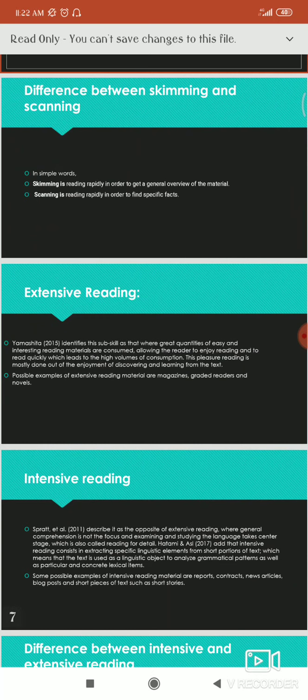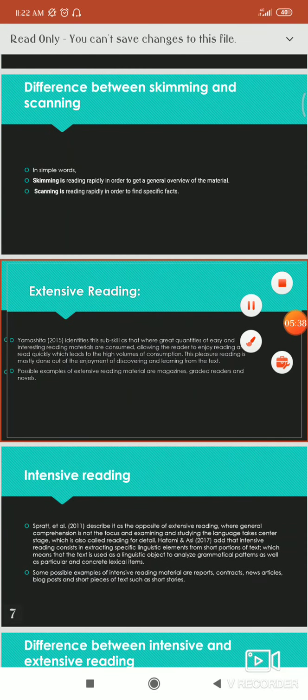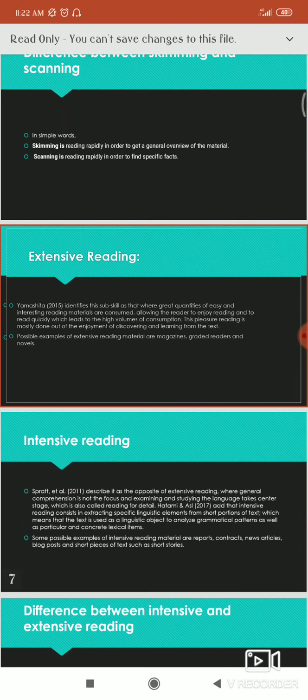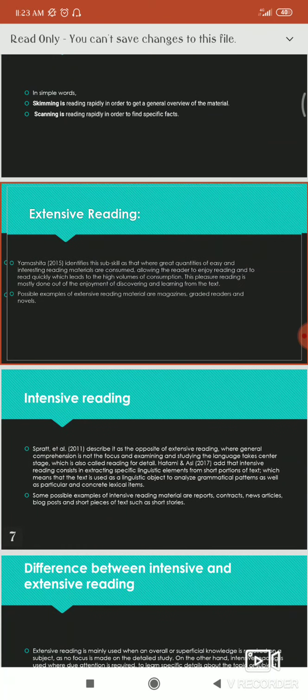So what is extensive reading? Another famous linguist, Yamashita, in 2015 identified these subskills: great quantities of easy and interesting reading material are consumed, allowing the reader to enjoy reading and to read quickly, which leads to a high volume of consumption. This pleasure reading is mostly done out of enjoyment of discovering and learning from the text. Possible examples of extensive reading material: magazines, graded readers, and novels.